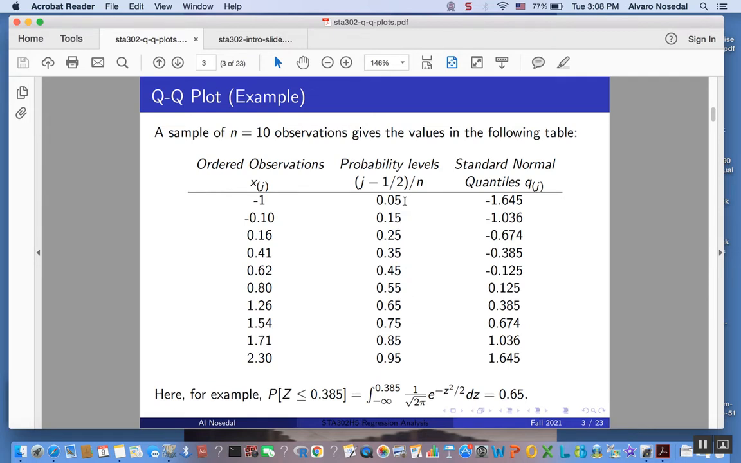And then what we do is we find the quantile, or the critical value, if you will, from a standard normal, such that the area to its left corresponds to that number here. Okay? Make sense? So in this case, the area to the left of negative 1.645 is going to be 0.05 for a standard normal. Make sense? Okay, let's keep going.